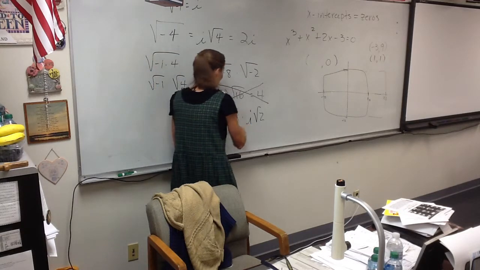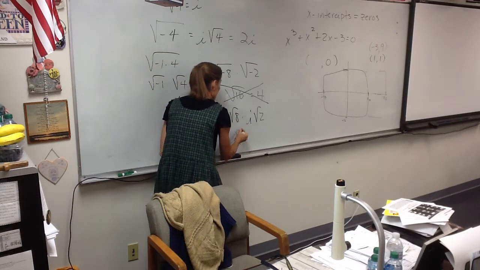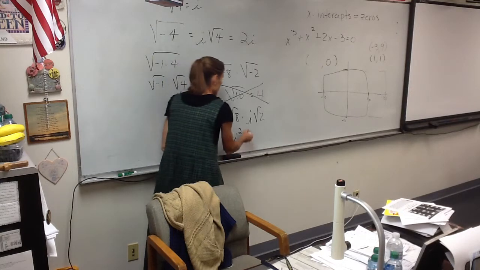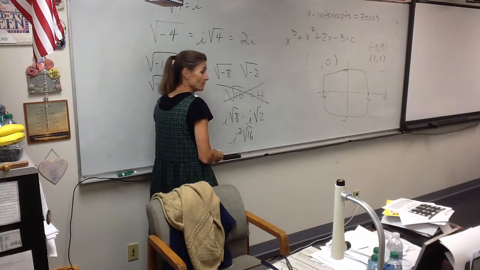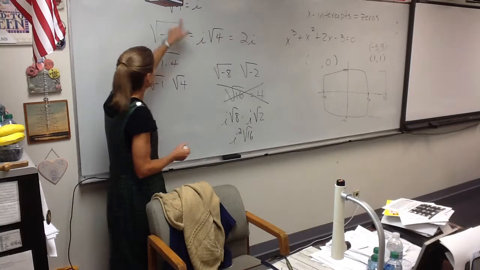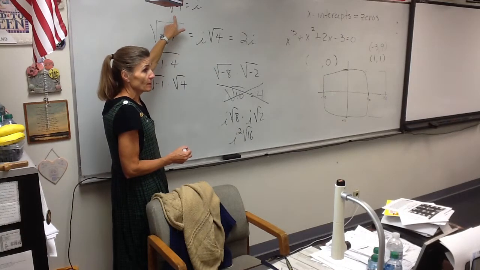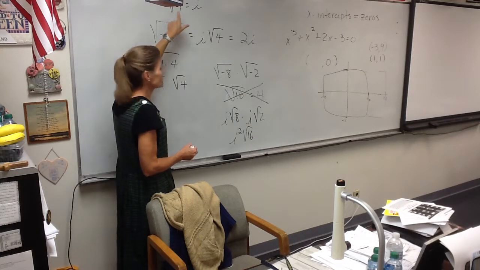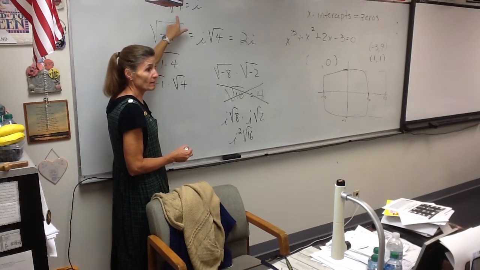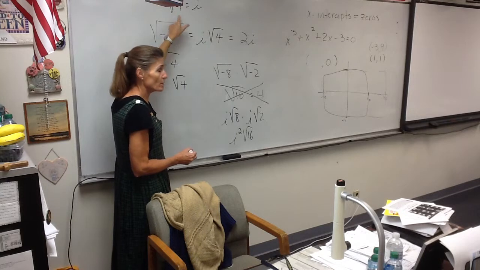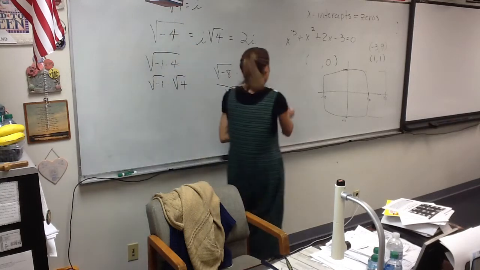So no, that's not 2i, that is i squared times the square root of 16. What's i squared? Now use your heads here, kids. i squared is not 1. i squared is negative 1. What's the square root of negative 1 times the square root of negative 1? Negative 1.